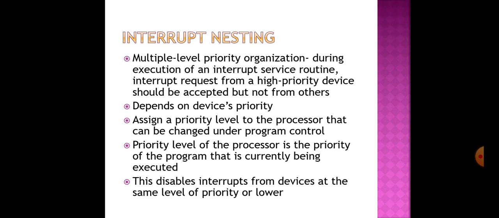Next is interrupt nesting. During the execution of an interrupt service routine, interrupt requests from a high priority device should be accepted, and requests from devices of the same priority or lower must be ignored. Such an organization is called multiple level priority organization, and it purely depends on the device's priority. Here a priority level is assigned to the processor that can be changed under program control. The priority level of the processor is the priority of the program that is currently being executed by the processor. This disables the interrupts from devices at the same level of priority or lower.